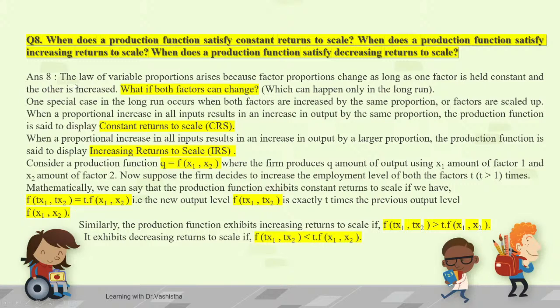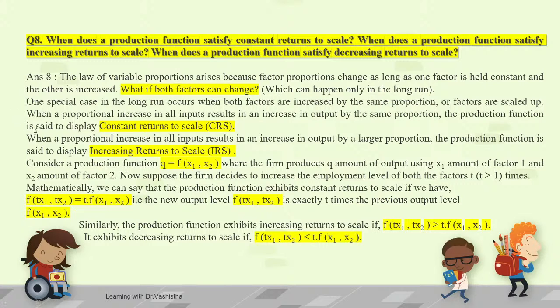So let us assume a situation. We already studied what the law of variable proportion is. The law of variable proportion arises when factor proportion changes, as long as one factor is held constant and the other is increased. But imagine a situation where both the factors can change, which can definitely happen in the long run. So in one special case in the long run, both factors are increased by the same proportion, or factors are scaled up.